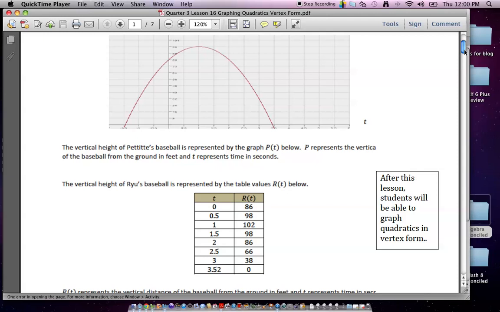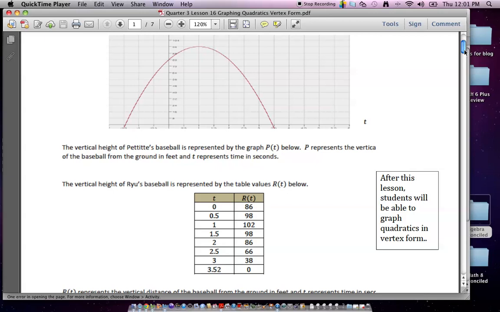Find P of 0 and explain what it means in the problem. What conclusion can you make based on these values? Does it say P of 0? Yeah. Okay. P of 0 is right here, which is 80, and it means that he threw it from a height of 80 feet. Okay? Next up. What conclusion can you make based on?